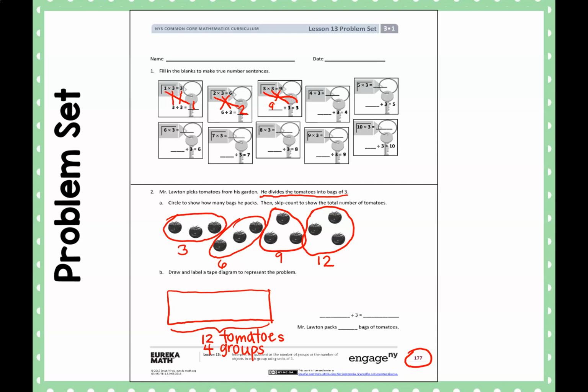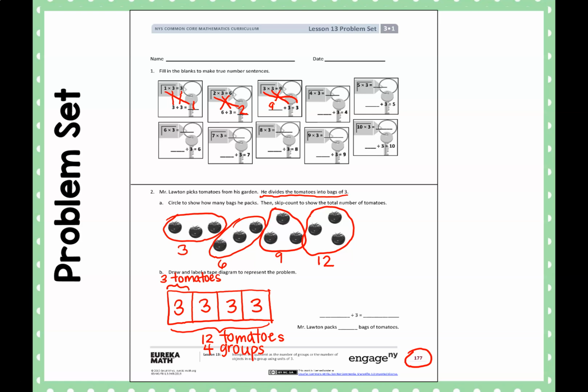So let's make those 4 groups. Okay, so there's 4 groups. Now, how many are in each group? Well, we circled 3 tomatoes for each group. So you can either draw those in, or you can just write the number 3 in each group. Okay, our tape diagram's done.